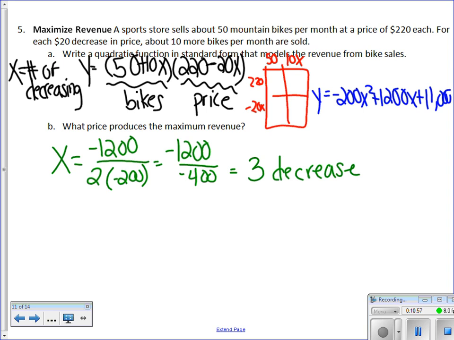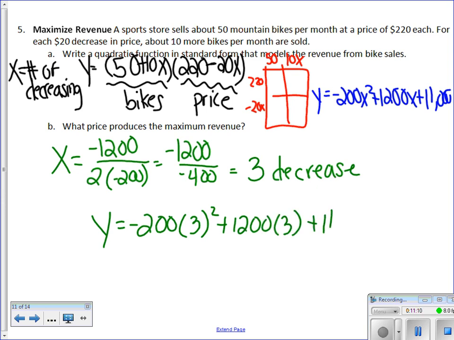Next thing we're going to do is calculate what our maximum revenue is going to be. So I'm going to take wherever I have an x, and I am going to plug in 3. So I'm saying I'm taking that decrease down 3. So then I'm going to simplify. When you plug this all into your calculator, please try and remember to use the parentheses. It's to your benefit. When you plug that all in, you get $14,000. So that is your maximum revenue.